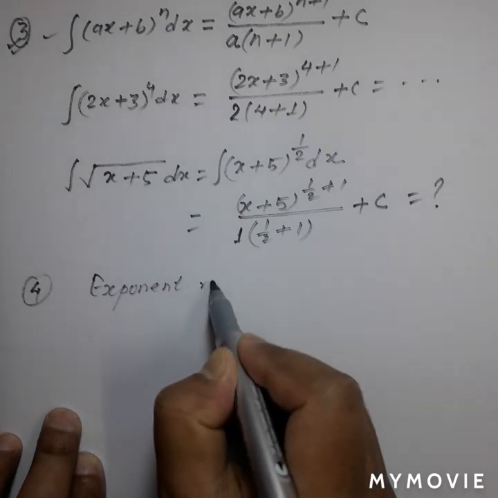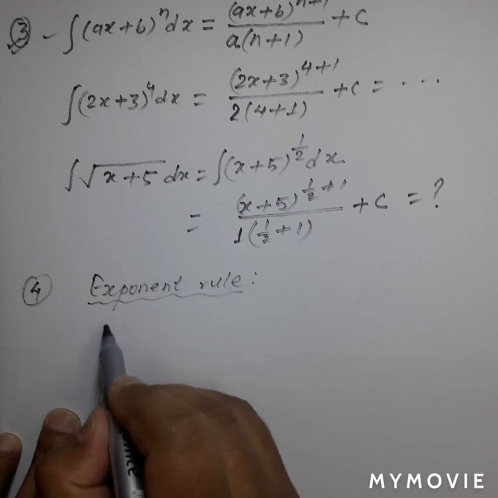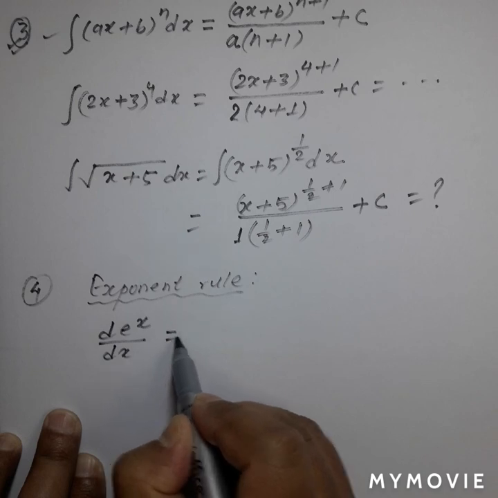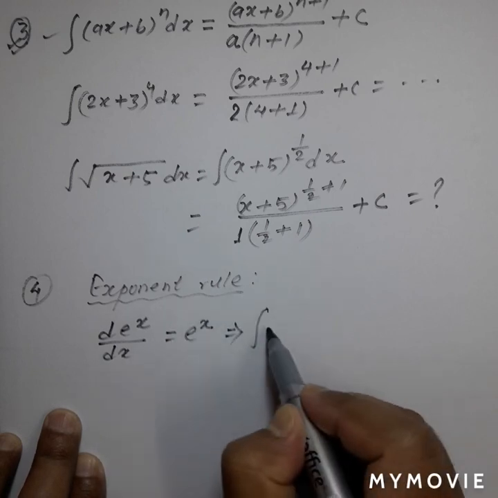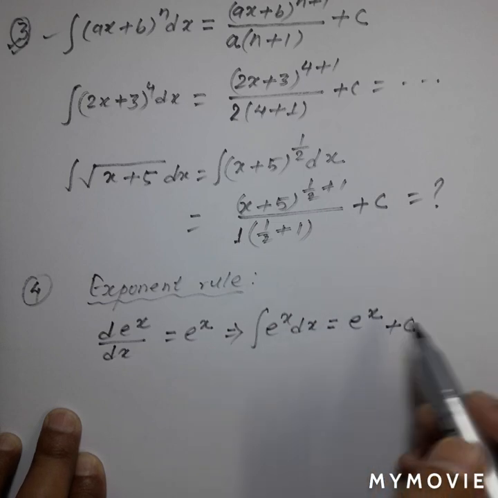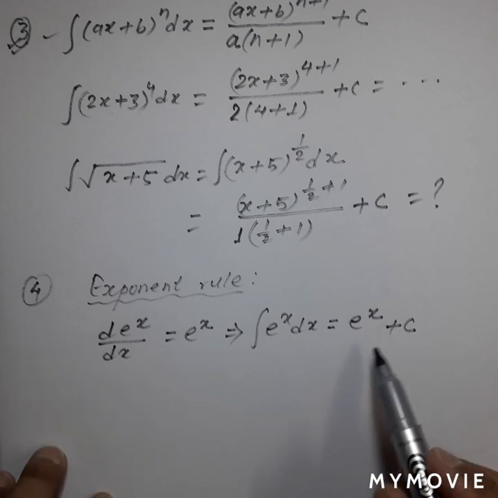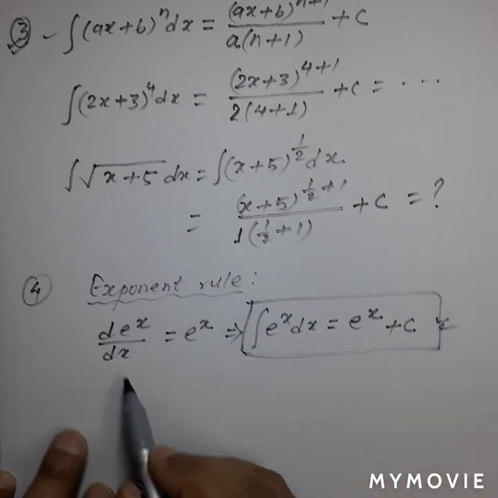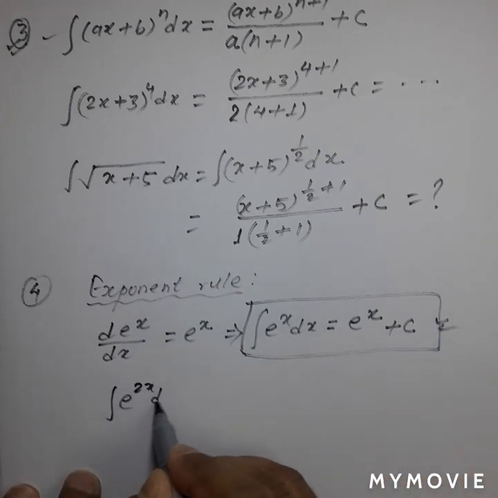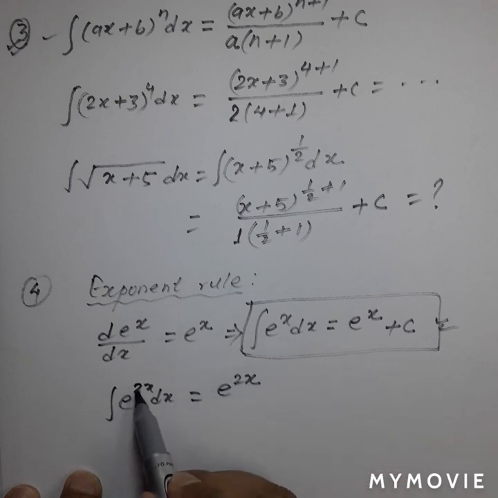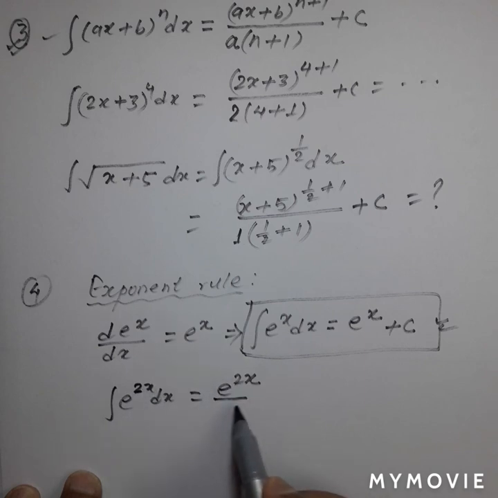Exponent rule. In the exponent rule, what is the derivative of e^x with respect to x? It is e^x. That means the antiderivative of e^x dx is also e^x + c, because we are reading indefinite integrals. This formula is called the exponent formula or exponent rule. So for e^(2x) dx, what is its antiderivative? It is e^(2x), and due to the coefficient 2 of x, we need to divide by 2, plus c.